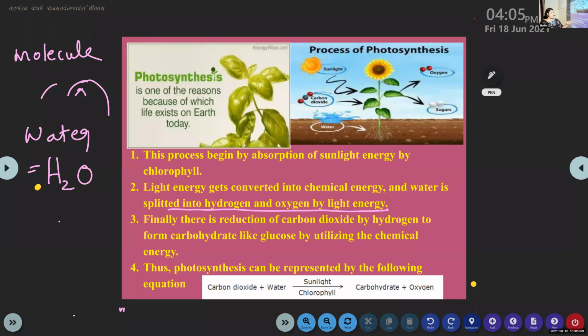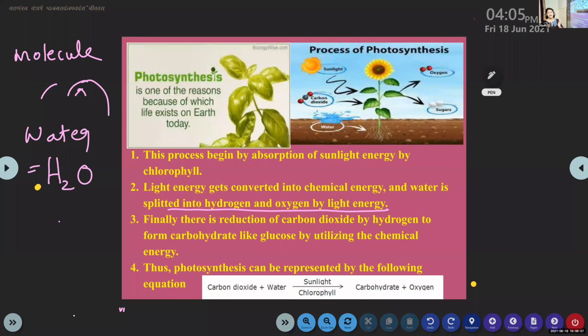Hydrogen will remain there, and oxygen will be released into the air. Finally, there is a reduction of carbon dioxide. Carbon dioxide slowly reduces with hydrogen to form carbohydrate. So this carbon dioxide and the water join together and you get a carbohydrate in the form of glucose. Yes? And this glucose will be stored in the form of starch. So that is photosynthesis.